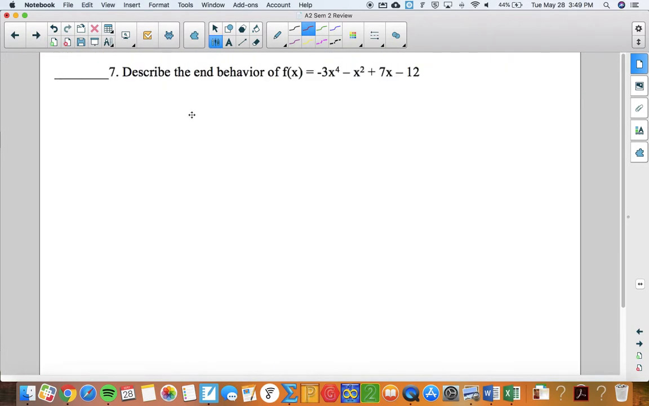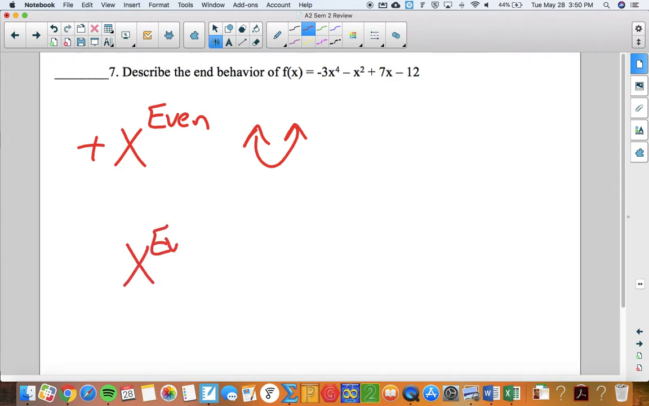Number 7, describe the end behavior. So the important things to know, and this is stuff that you should go to your notes to practice first to see if you can find it. If your power is even and you have a positive out in front, it's going to be a positive happy face parabola, like when we have x squareds. It doesn't have to be x squared, it could be x to the 6th because that's also an even.